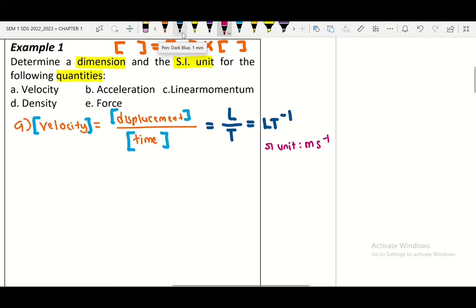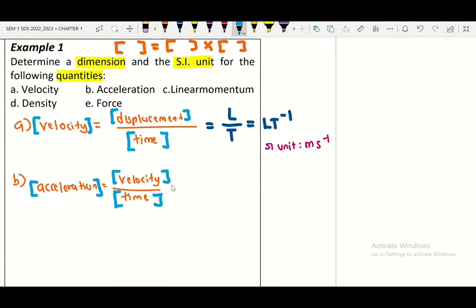Now, mari kita buat untuk acceleration. So, what is the formula for acceleration? Acceleration is velocity over time. So, kita tengok buat bracket sebab kita nak cari dimension. So, you all akan dapat dimension untuk velocity kita dah dapat daripada jawapan A, which is Lt negative 1. Dan dimension untuk time is T. So, you all akan dapat Lt negative 2. What about the SI unit? So, SI unit dia akan jadi length is meter, time is second. Nampak tak ada power of negative 2? Dia akan jadi negative 2.